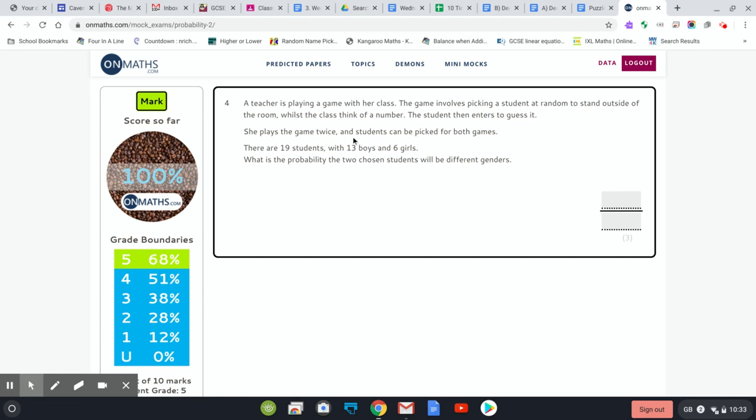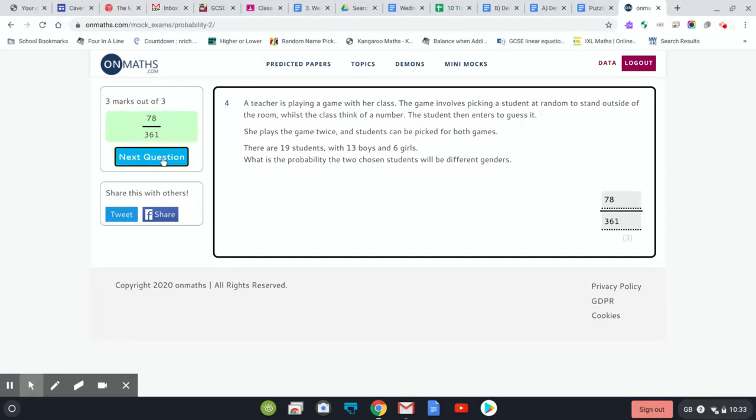So there are boys and girls in a class. What's the probability that they're different genders? So you would do 13 out of 19 as a fraction times 6 over 19, because there's 13 boys, so there's a 13 out of 19 chance that it's a boy. So 13 over 19 times 6 over 19. So this will be on the calculator paper. So that's 78 over 361. Okay, 78 over 361. Hit mark. Great stuff.